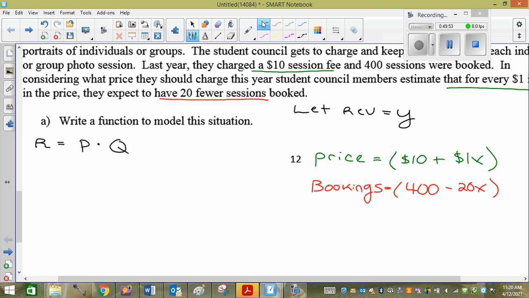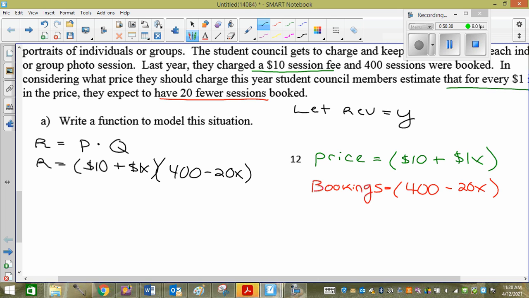So if we know that our revenue is comprised of our price and quantity multiplied by each other, let's say R is equal to the price, which was $10. But in this case, let's keep the units. $10 plus $1 X times our quantity, which was 400 minus the 20X. Okay, now we've set up our equation. We have our price, we have our bookings, but now we want to write a function to model this situation.